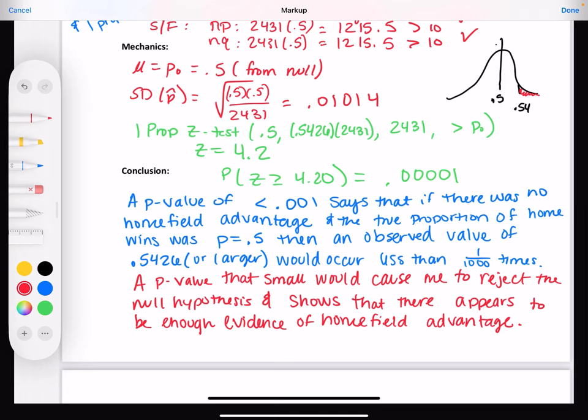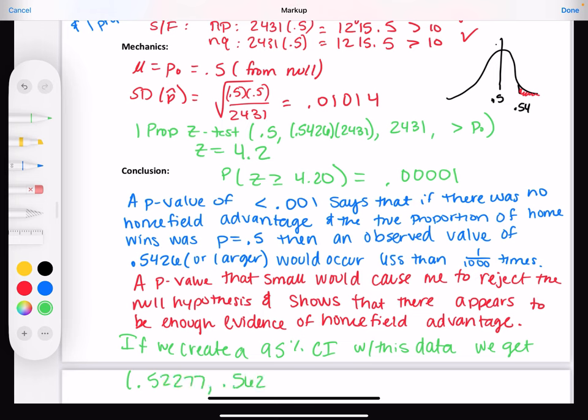and then we could find the confidence interval, but basically, to wrap it up, if we create a 95% confidence interval with this data, we get 0.52277 and 0.56238 as the interval for the true P of home team wins. So you just find that the same way you've been finding the stuff in the other section.